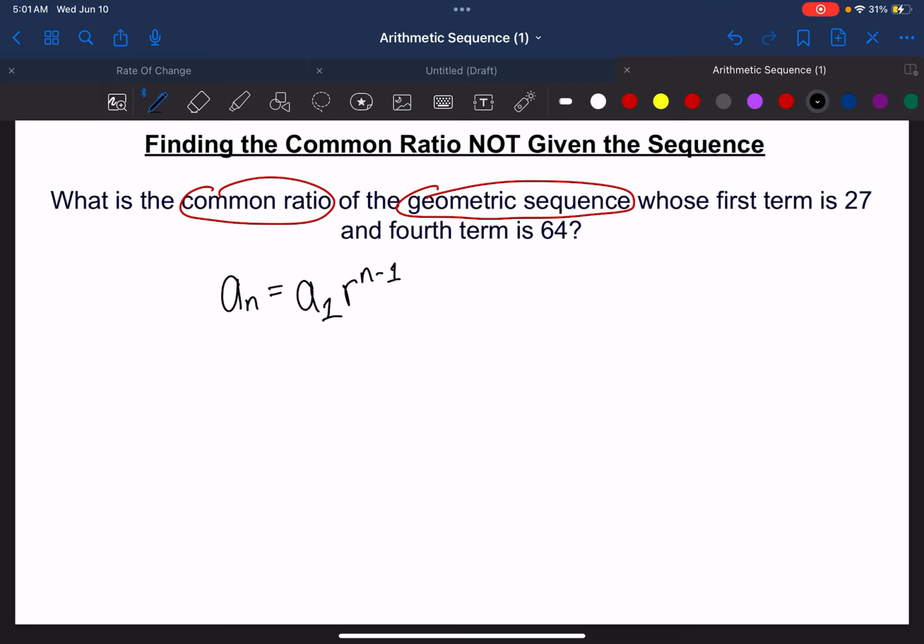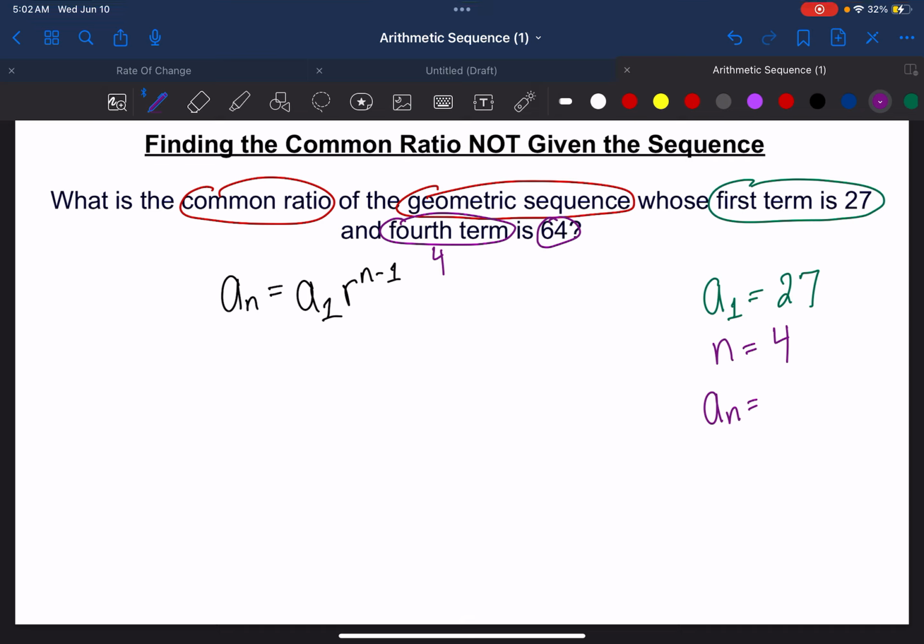Now let's summarize the information given. First term is 27. Fourth term is 64. Remember, fourth means 4. So let's summarize. They gave us a sub 1, the first term, is 27. They gave us that the term we're using, meaning n, is 4. And they gave us that a sub n, the value of the fourth term, is 64.